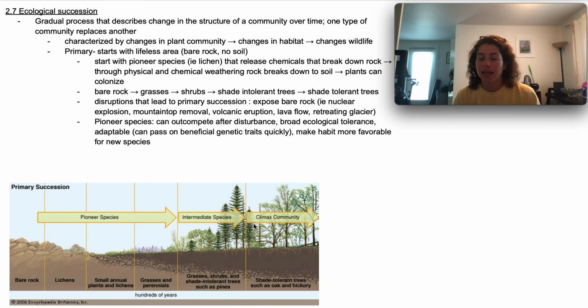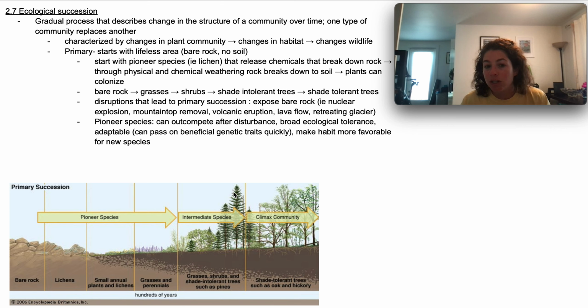So we have first lichens, our pioneer species, followed by maybe grasses and perennials, until that soil has broken down enough where we can have our intermediate species come in. Generally, these guys are more shade intolerant. They require full sun, and those are replaced then by our best competitors, which are shade tolerant trees in the climax community. And all those shifts of our plant community are followed by shifts in our animal community as well.